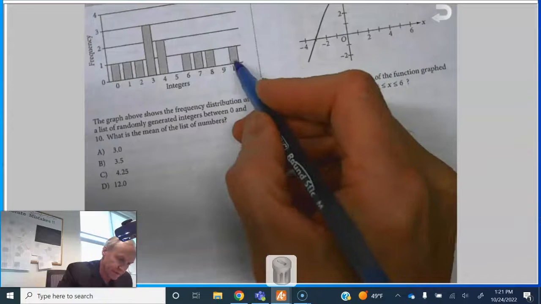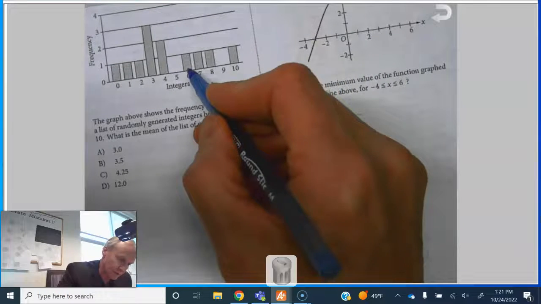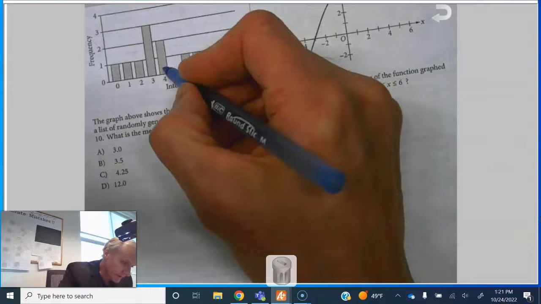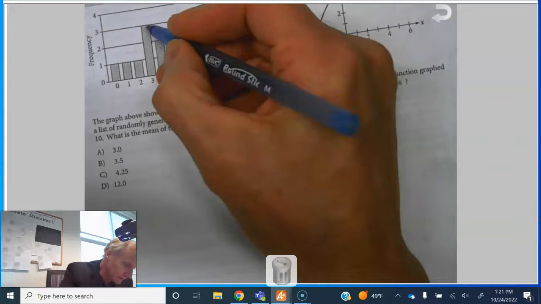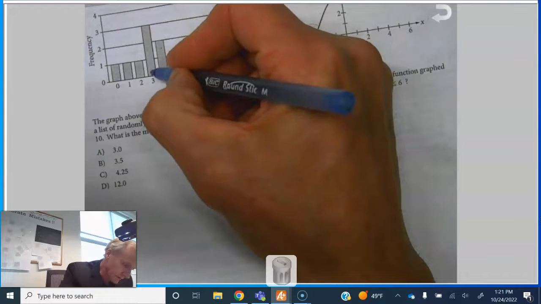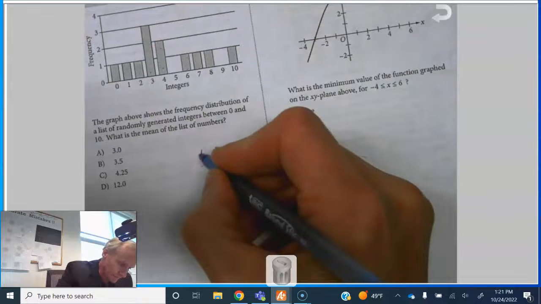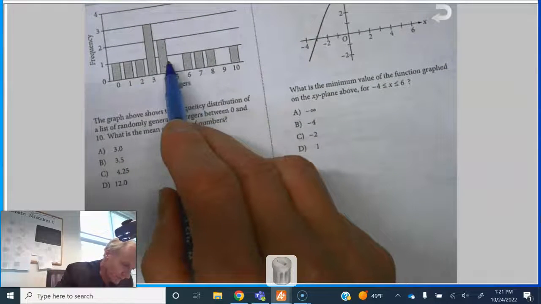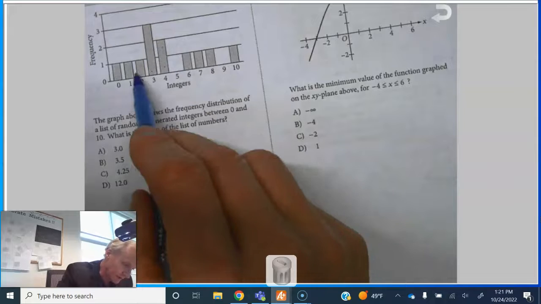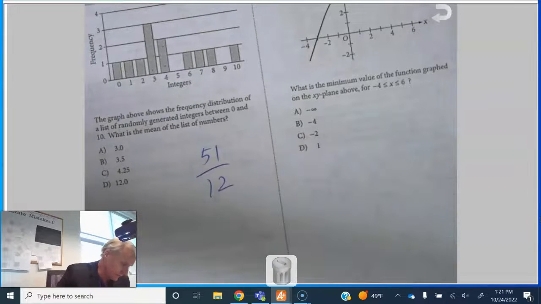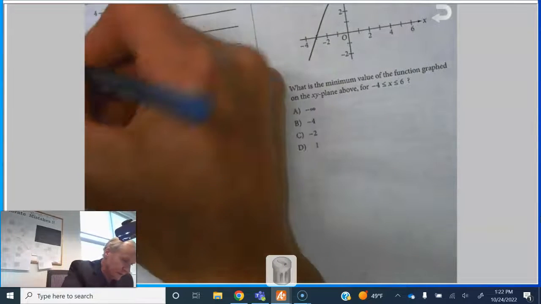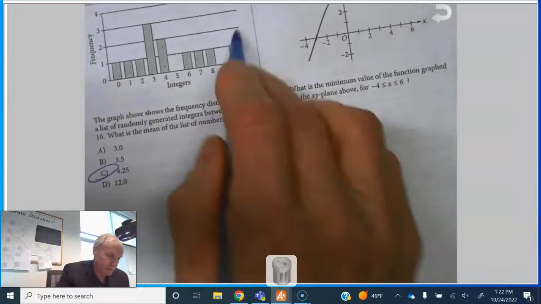So we have 10, 18, 25, 31, 35, 39, and 9 makes 48, 51, divided by 1, 2, 3, 4, 5, 6, 7, 8, 9, 10, 11, 12. 12 numbers. 4.25. All I did was add up all the numbers together.